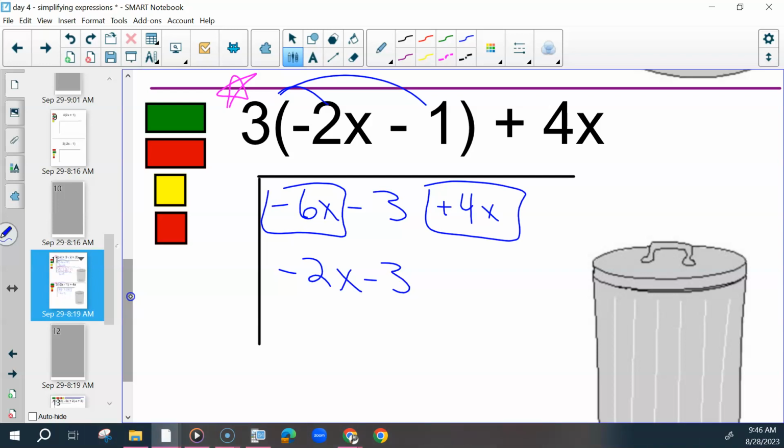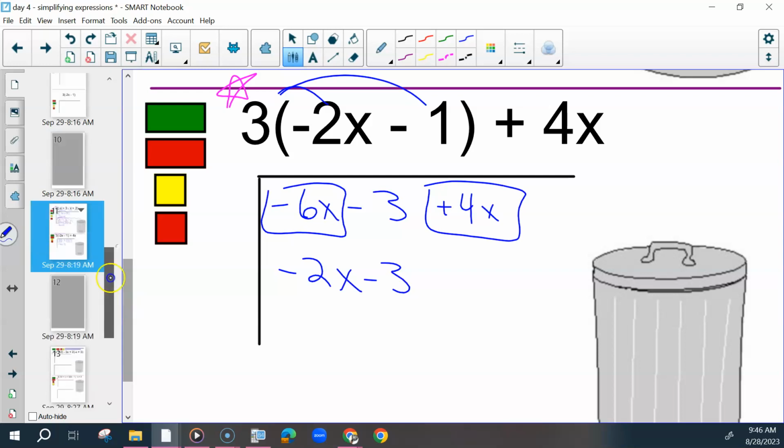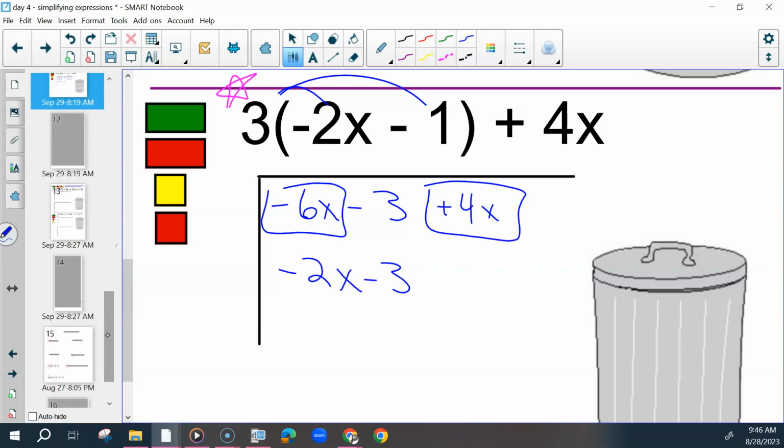Questions about how to distribute and combine like terms so far? It's making sense so far? Yes. On to the next one.